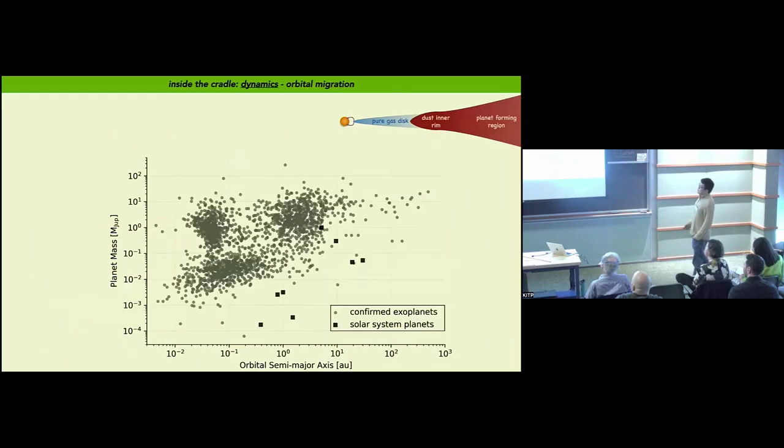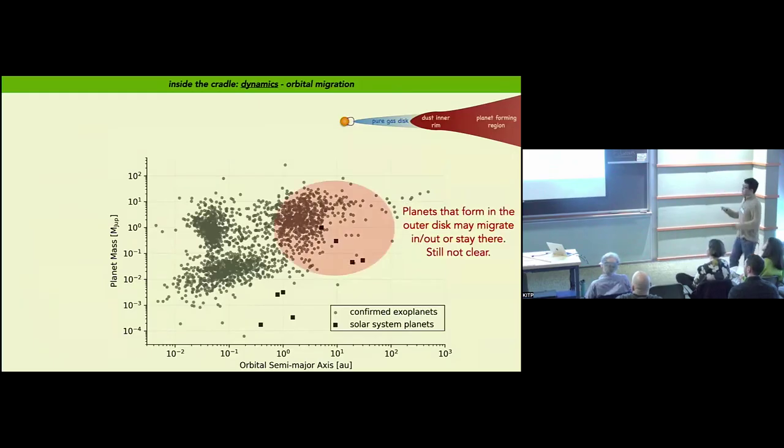Okay, so I can speculate that, let's form a planet beyond the water snow line, a few AU, right? They form, we don't know what they do quite yet, right? They may migrate in or migrate out. They can stay there, still not clear.